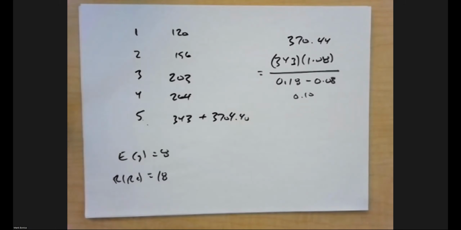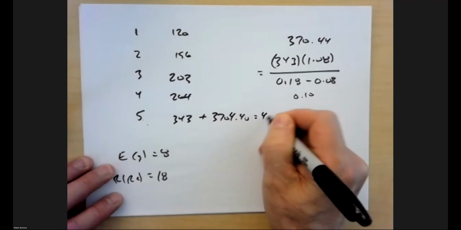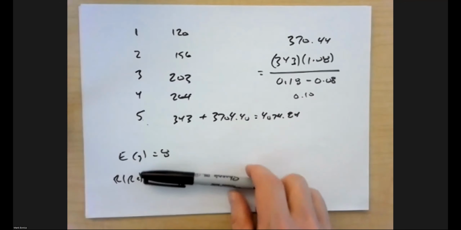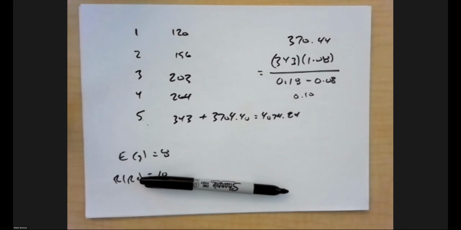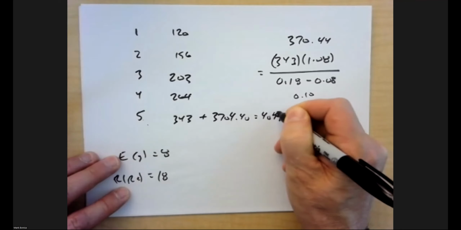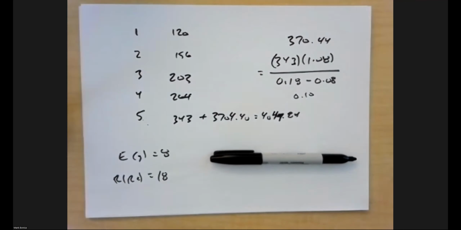Yeah, so all right, so let's do that. 3704.4, right? That's 407, 484. Okay. So we've got these 5 cash flows, and we want to know what's the value of this firm. Did I do it wrong? 343 plus 3704.4. I did do something wrong. 47. So it should be 4047.84.